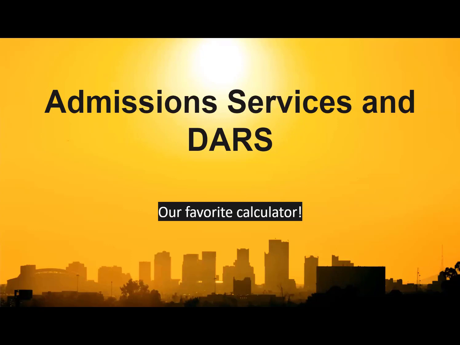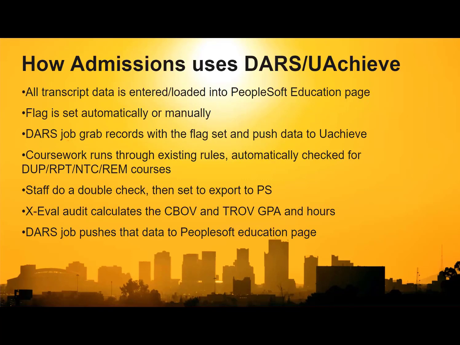So admission services, we're kind of the starting point when it comes to the actual student data. And we pretty much use DARS as our giant calculator because it is giving us the data we need in order to make our admission decisions. So all transcripts come through admissions. So we handle every transcript, whether it's a continuing student or a new applicant into the university.